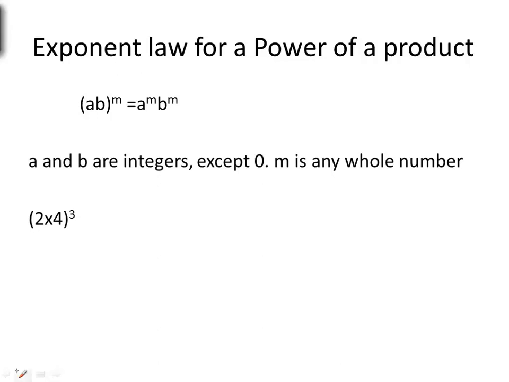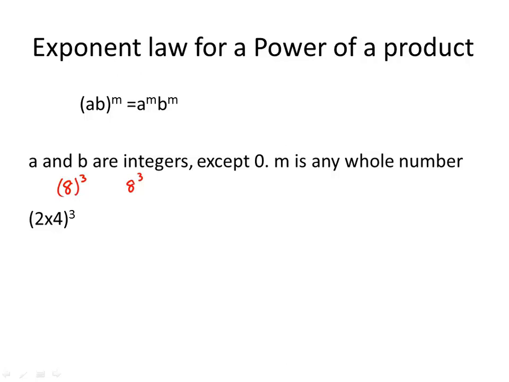Here we have 2 times 4, to the power of 3. There are a bunch of different ways you can write this. The first way is to do inside of the brackets first. So you can go 2 times 4 is 8, and then you just go to the power of 3, so 8 to the power of 3.